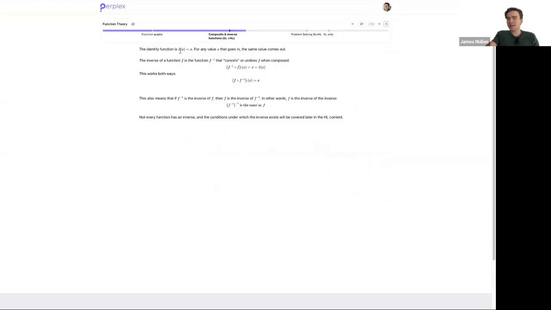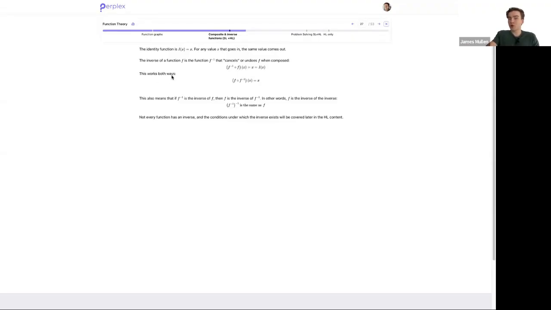And it's useful to understand that because the inverse of a function f is the function f negative 1. We write it f to the power of negative 1. That cancels or undoes f, which means that if I do f negative 1 of f, I just get back x, which is the same thing as the identity function, right?